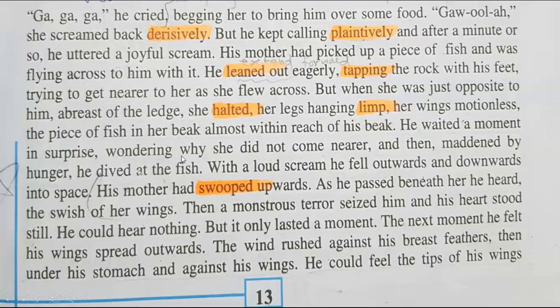he waited a moment in surprise, wondering why she didn't come nearer. This is like there was an interrogation, right? He had this question in his mind, why is she not getting closer to me so that I can have that piece of fish? And then, maddened by hunger, as we have discussed, it made him crazy. It gave him an additional thought, why am I not getting that, right? He dived at the fish.